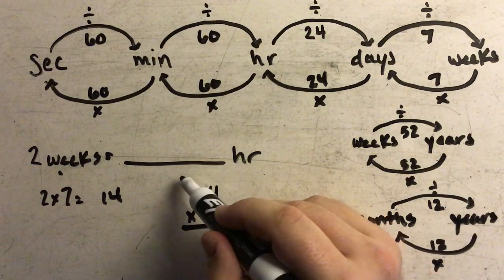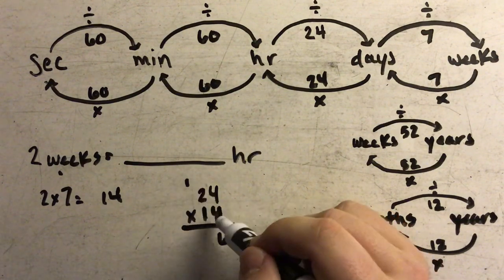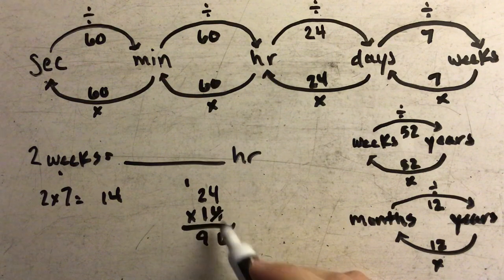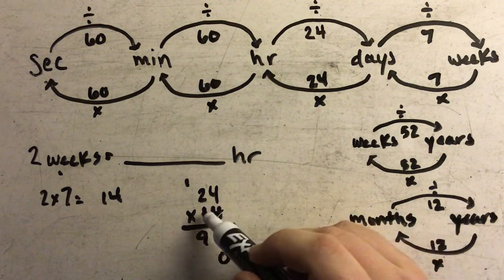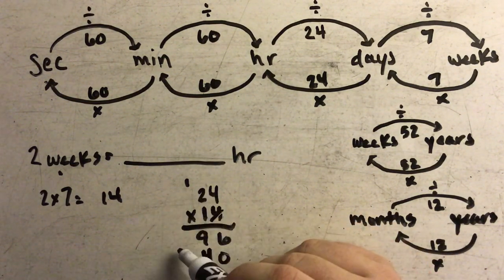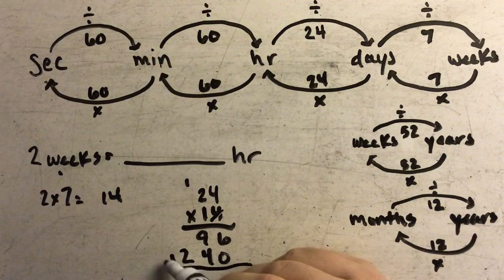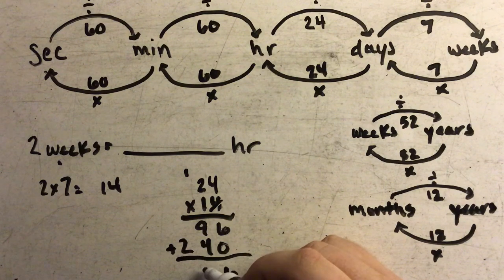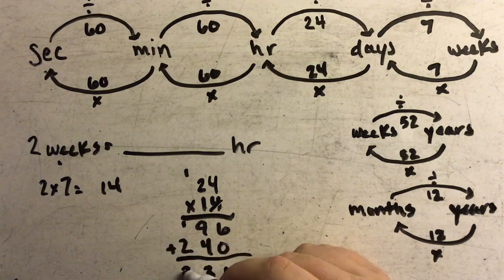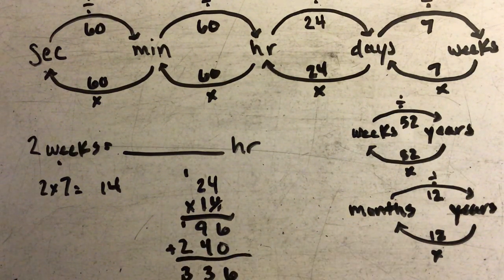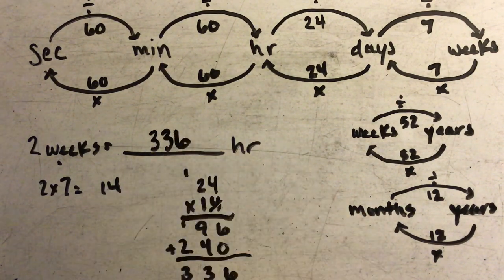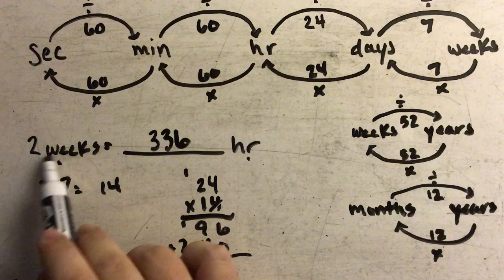4 times 4 is 16. 4 times 2 is 8, plus 1 is 9. Bring a 0 down for your placeholder. 1 times 4 is 4, and 1 times 2 is 2. And then I'm going to add those together. 6 and 0, 9 and 4, and 1 and 2. And I come up with 336 as my answer. So there are 336 hours in 2 weeks.